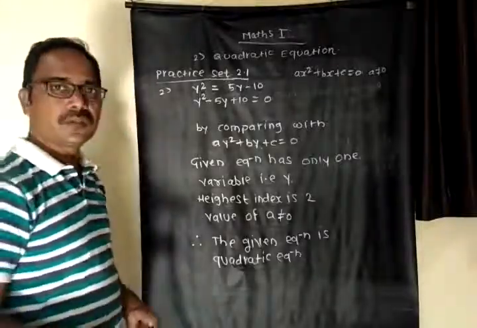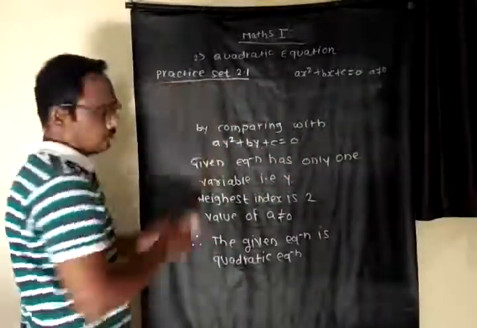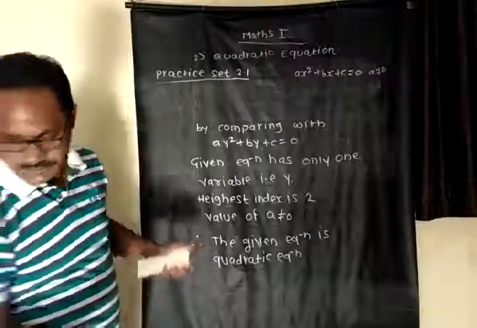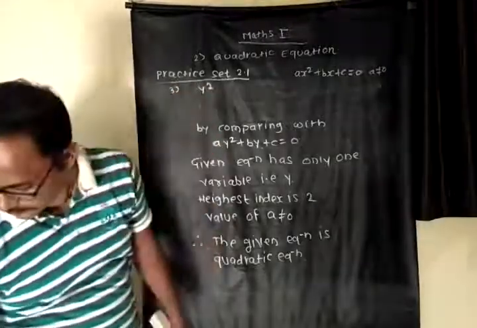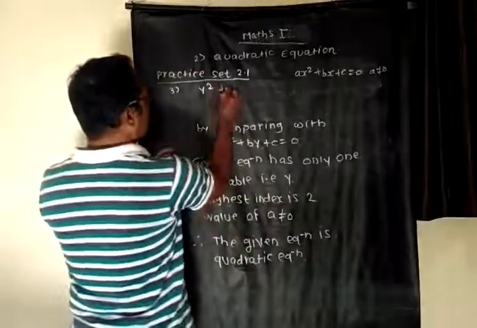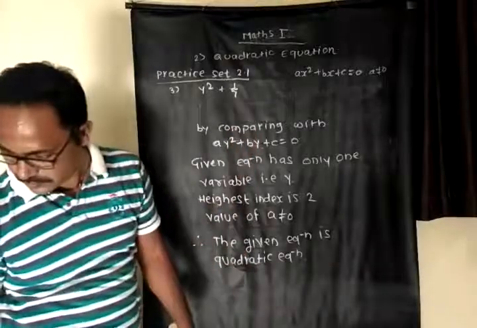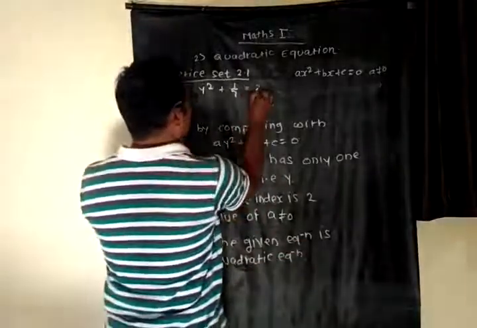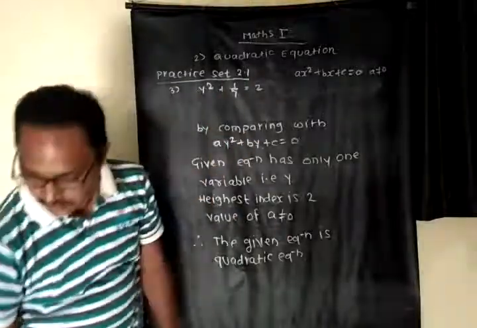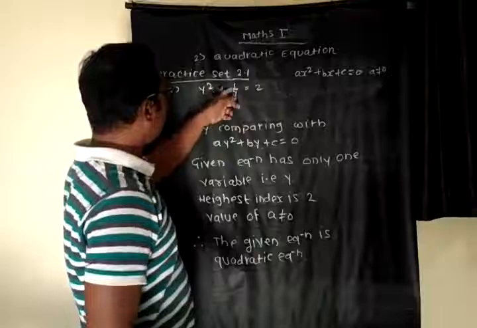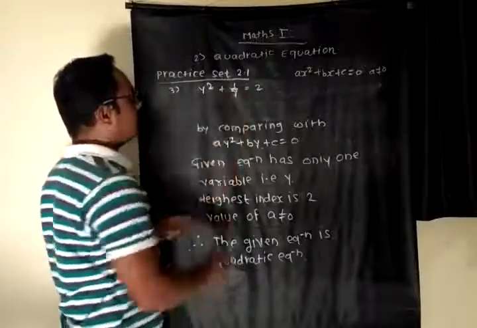Now we will solve question number 3. y square plus 1 upon y is equal to 2. First we have to convert this equation into standard form, and here we are given 1 upon y. So first we will cancel this y.